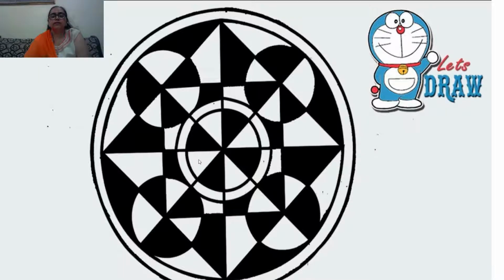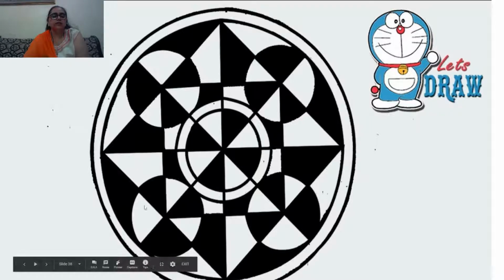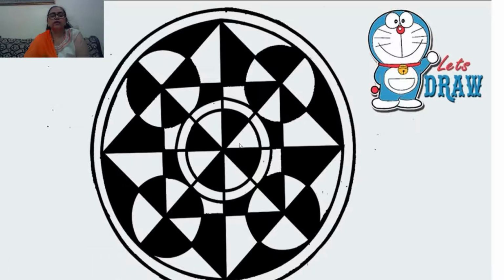Here we can see that the geometrical design is drawn. You know that this is a square inscribed in the circle, and you know that the sides of the square are equal and they are equidistant from the center. Knowing this, we can create such designs.